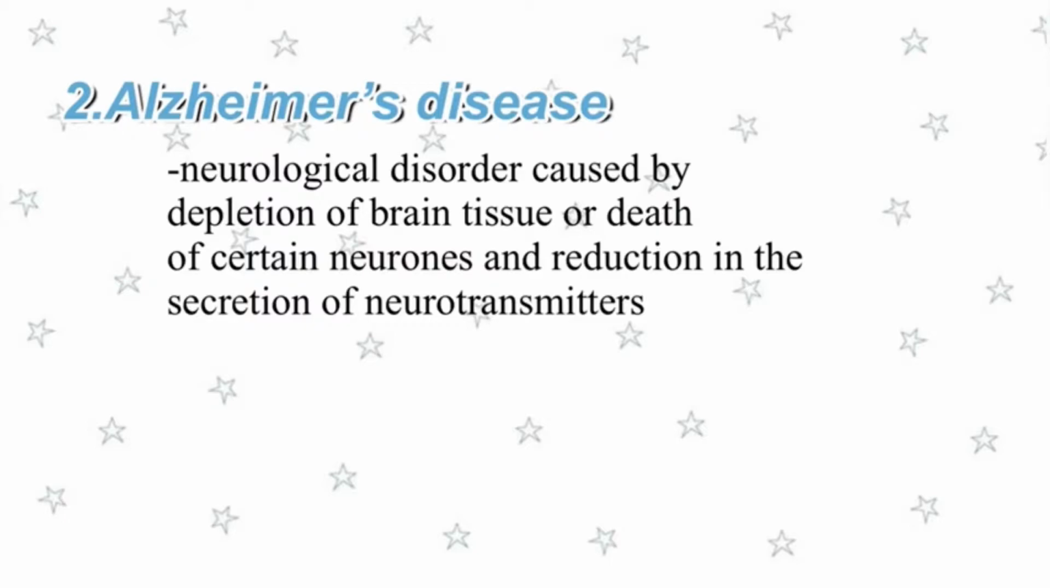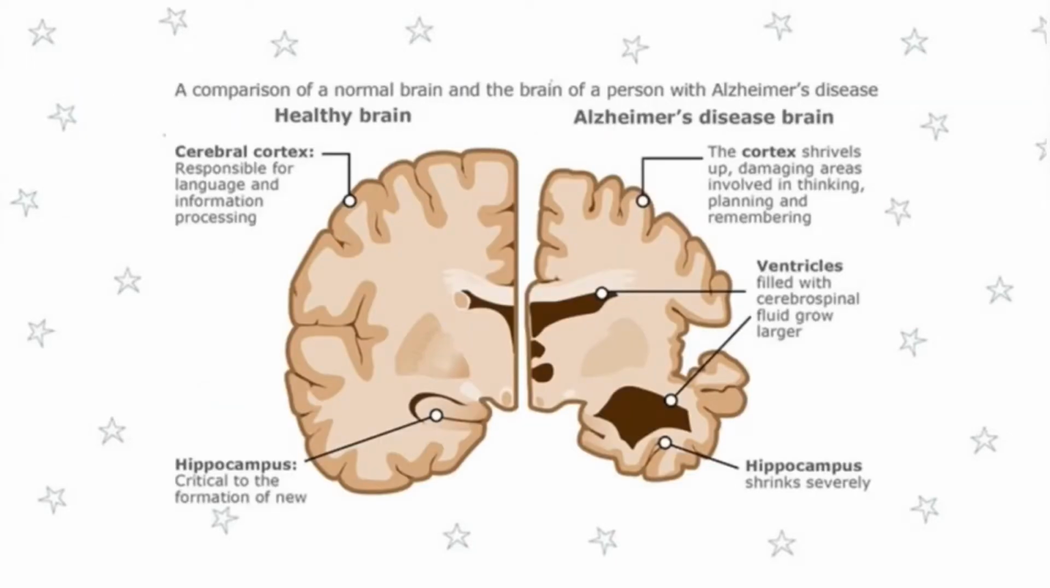Next is Alzheimer's disease. It's a neurological disorder caused by depletion of brain tissue or death of certain neurons and reduction in the secretion of neurotransmitters. This will cause the patients to lose their ability to speak, eat, and read.